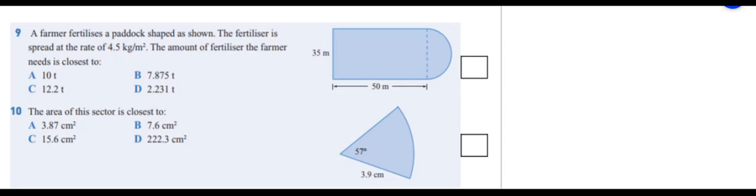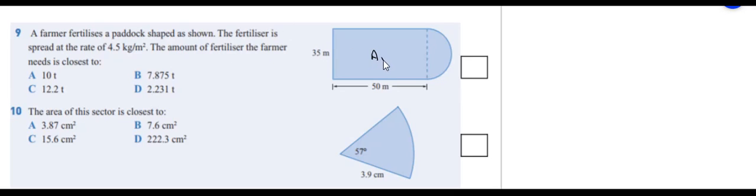Okay, Ali, here's 9 and 10. Now, question 9, there's a few things to do with question 9. We need to work out the area first, and then we work out how much fertilizer we're going to use, because the fertilizer is spread at a rate of kilograms per metre squared, so we need to work out the area. Now, there are two areas.